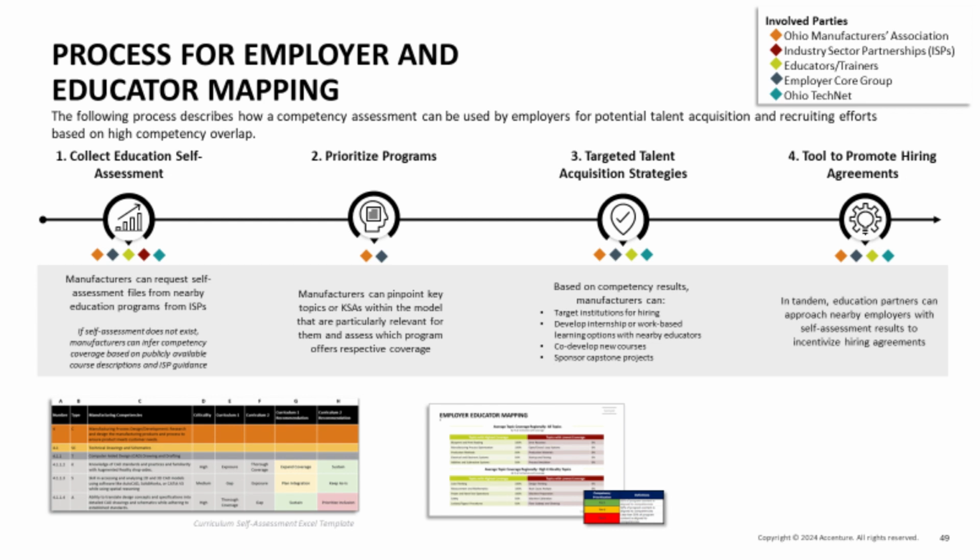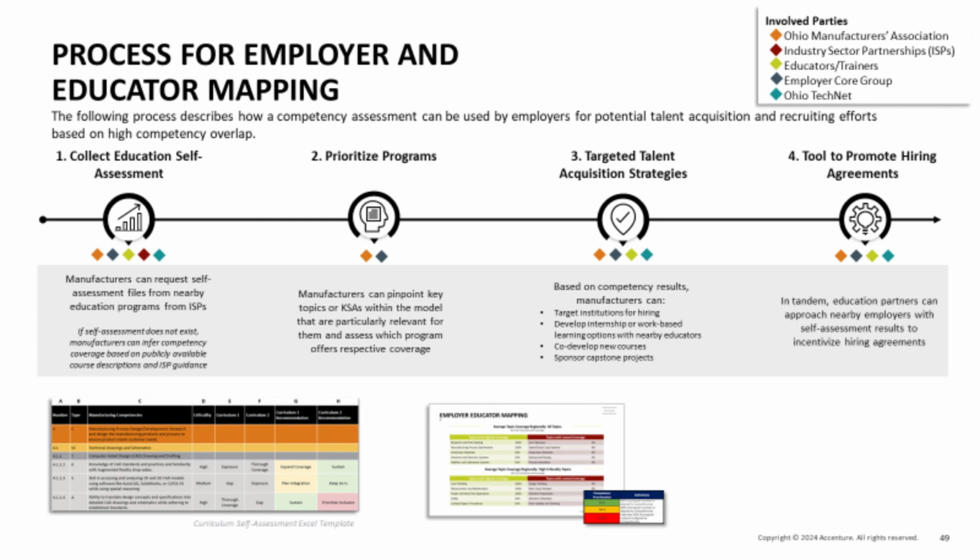Step 2, once the education self-assessment is collected, would be to prioritize programs. So manufacturers will pinpoint those key topics or KSAs within that competency model that are specifically relevant for their unique workforce needs, and will cross-assess those with which program offers what respective coverage.